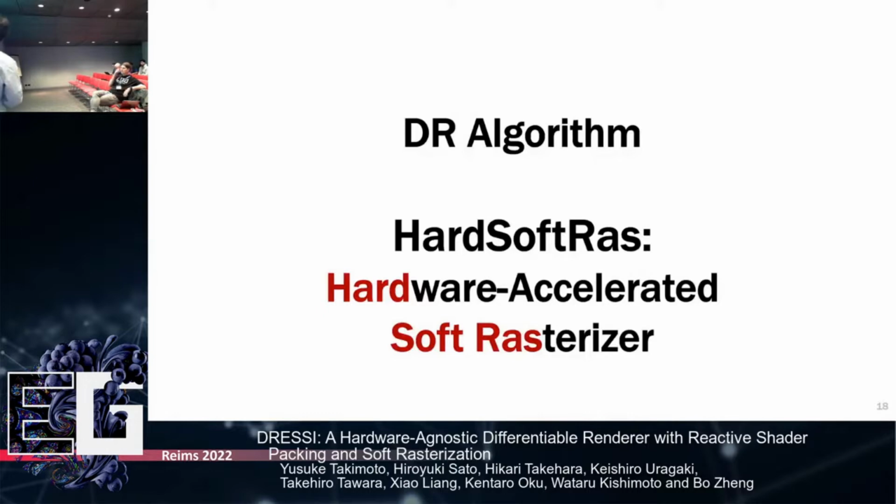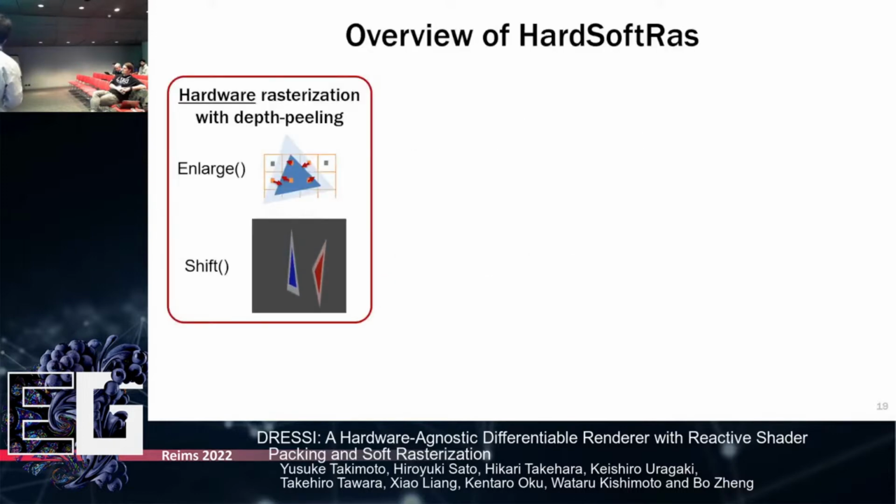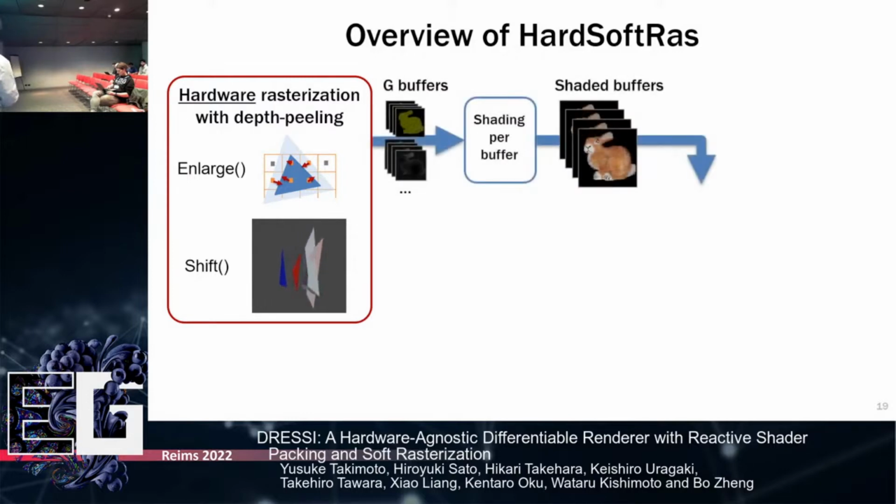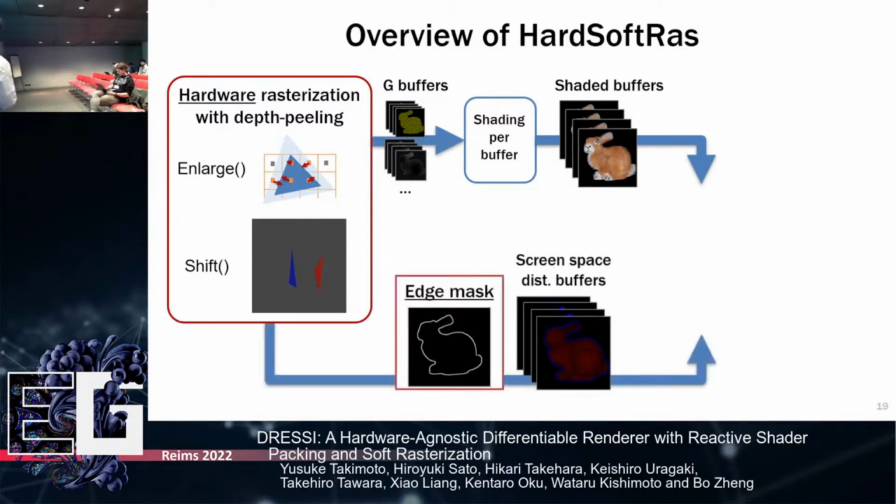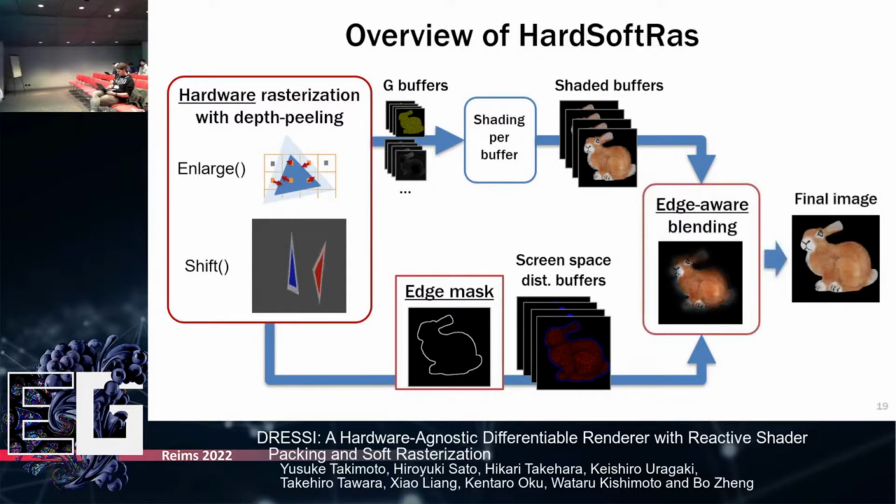Okay, so next, I will explain the differentiable rendering algorithm on top of our system, the hardware-accelerated soft rasterizer, HardSoftRas. This is the overview of HardSoftRas. The first step is hardware rasterization with depth splitting. We propose new techniques called enlarge and shift for hardware rasterization. This step generates multiple G-buffers, and the shading buffer is applied to generate shaded buffers. At the same time, the rasterization process generates screen space distance, which I will explain later, and also an edge mask. Finally, we use edge-aware blending to make the final rendered image. This is the pipeline of our method.